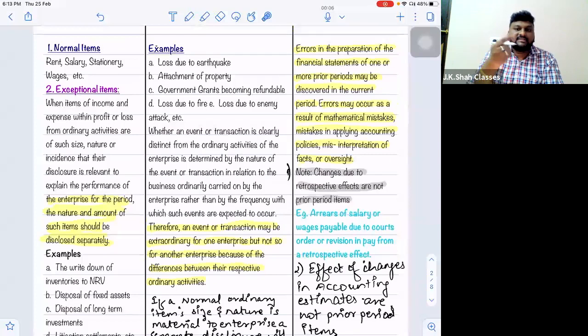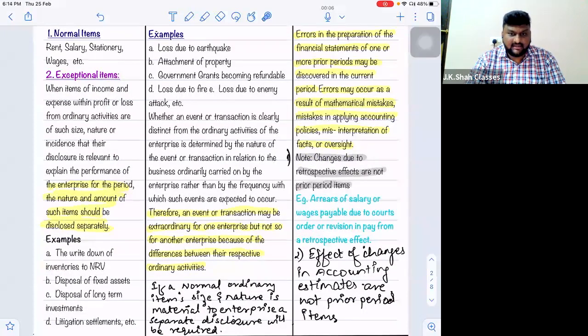Size means that is amount. If you're earning exceptional profits from speculative transactions, then definitely you have to give a separate disclosure for it. Means from my normal day-to-day business activities, I'm earning 1 lakh rupees, but by doing speculative transactions, I'm earning 5 lakh rupees. Then in that case, the size of the transaction is too material for the enterprise, so it can be considered as an exceptional item. Oh, okay, sir. Thank you, sir. Yeah, welcome.